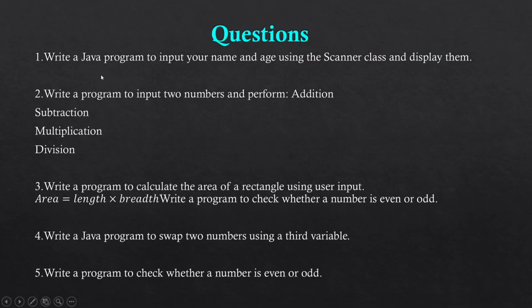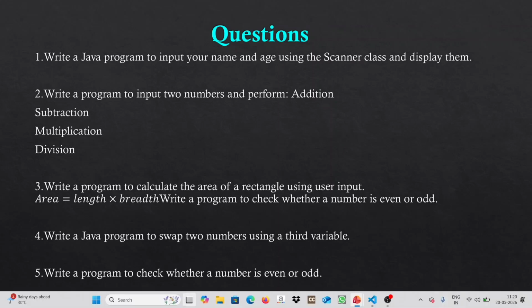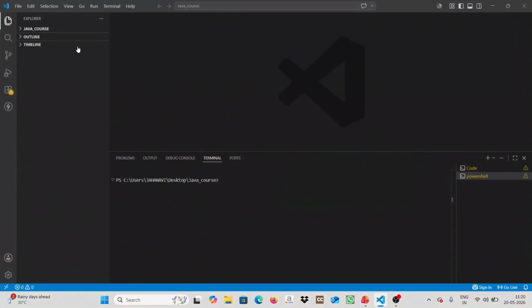In the first question we are given that you have to write a Java program, input your name and age using the scanner class and display them. This video is part one of the top 10 problems, so we'll be solving the first five problems today. This time we'll be using VS Code as our IDE, that is, as our notebook to write the code. Let's start with our first program.